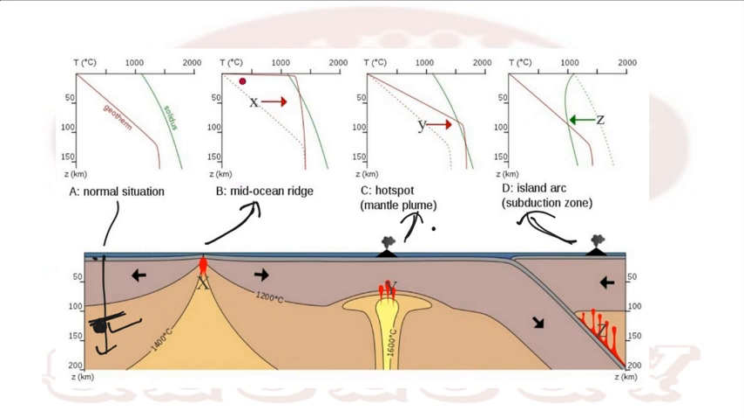So that's why in this divergent boundary condition, at a very shallow level, the geotherm suddenly increases and it will cross the solidus, and melting will begin.